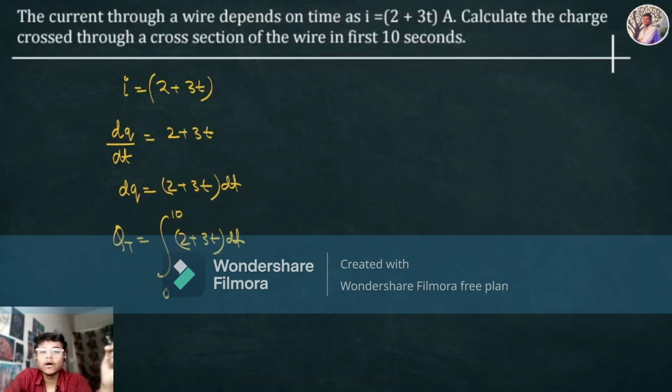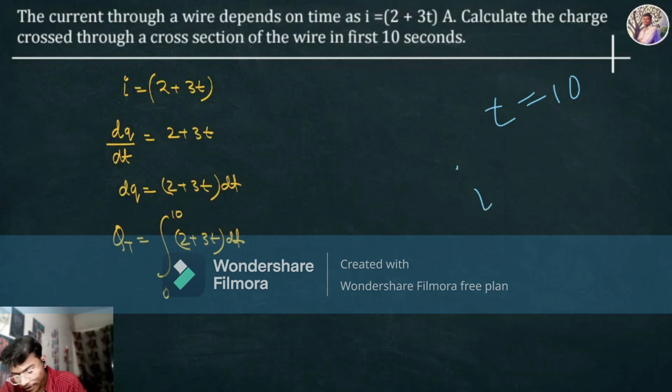So we will calculate the charge through the cross section area of the wire in the first 10 seconds. We are given t equals 10, and I equals 2 plus 3t. We know I is equal to dq by dt, so we have to find q. We will integrate the current with dt, so it will be the integral of 2 plus 3t dt.